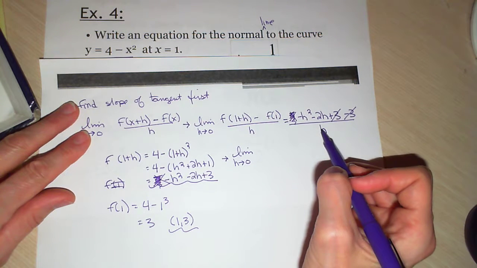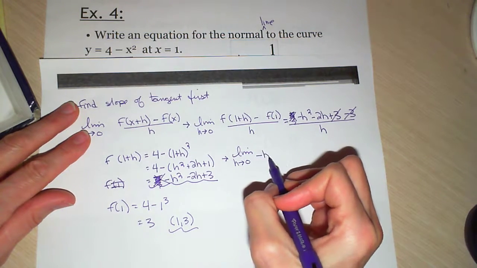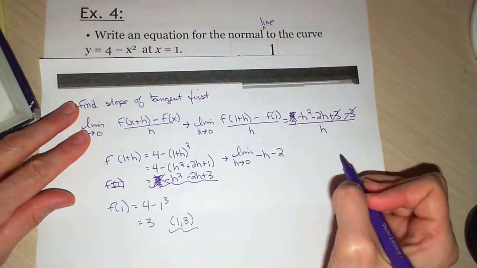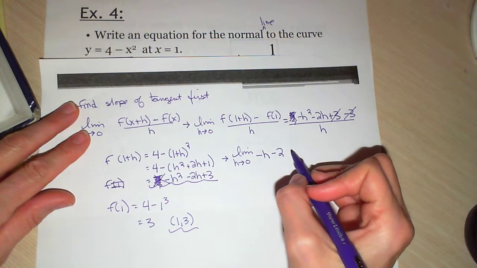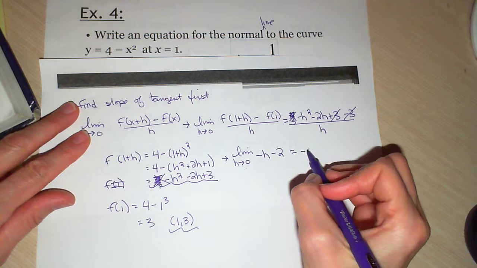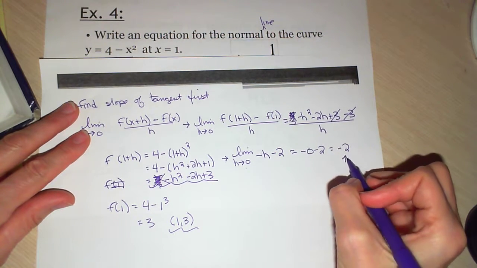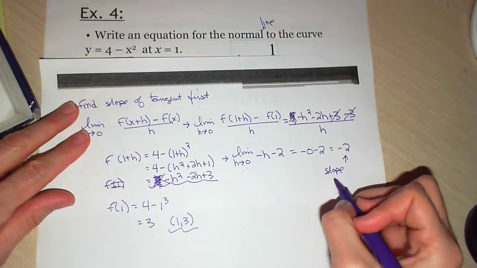Negative h squared divided by h would just be negative h, and negative 2h divided by h would just be negative 2. So now I can take the limit, substitute in 0, and I'd have negative 0 minus 2 equals negative 2. So that is the slope of the tangent line.